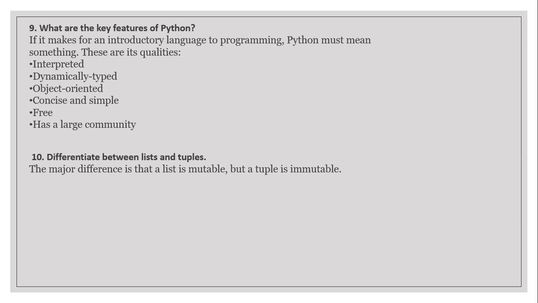Okay. What are the key features of Python? We have already seen the key features. Interpreted, dynamically typed, which means we don't have to specify the data type. If I write a is equal to 5, it will understand that my variable is of integer type. Object oriented, concise, simple, free, and has a large community.